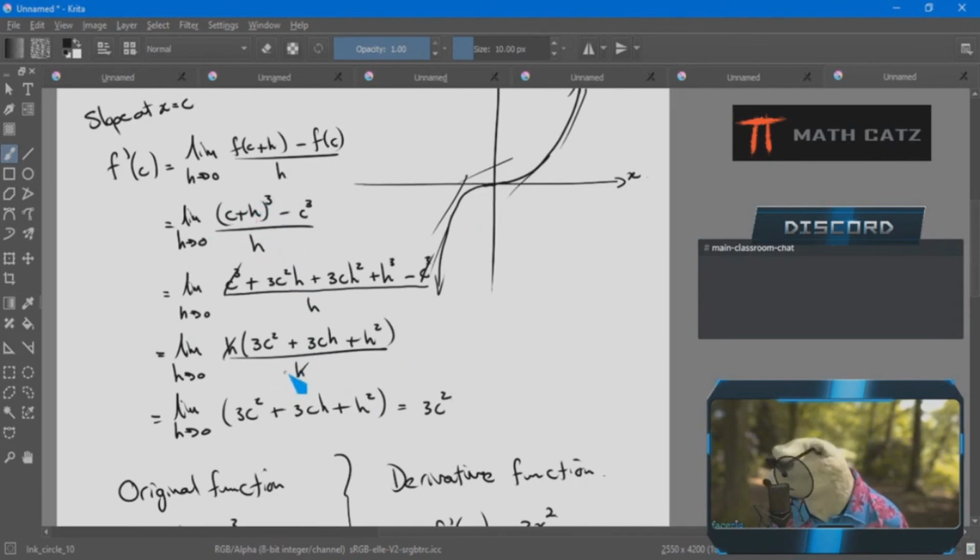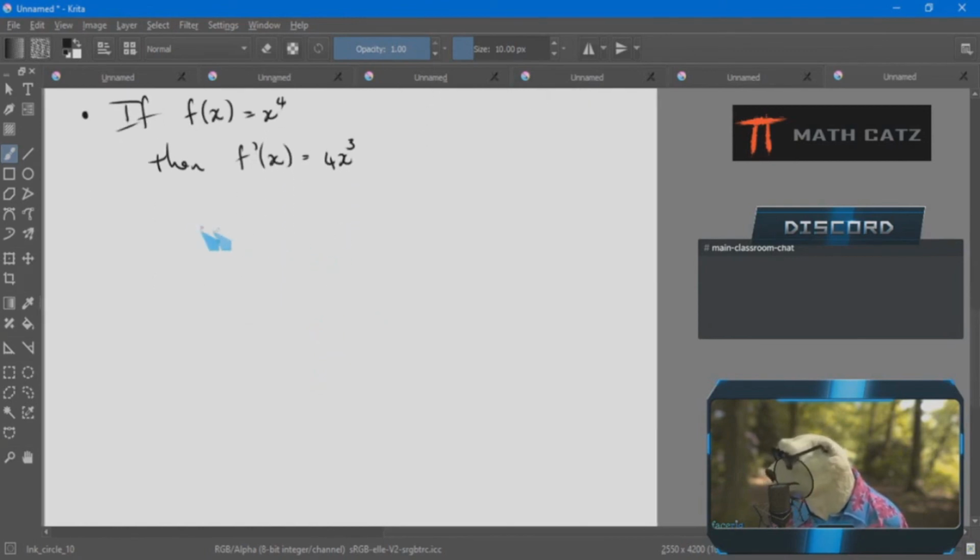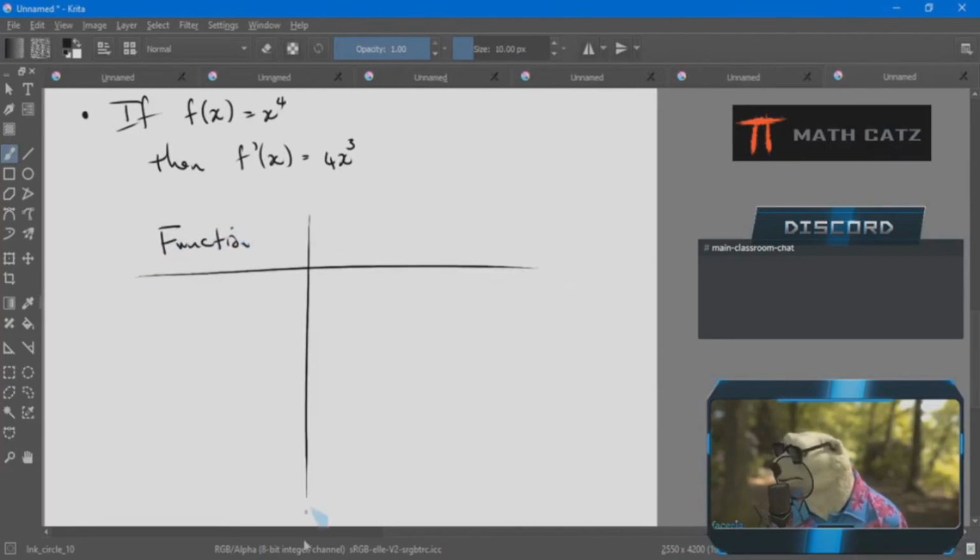I'm going to save you the trouble. If you go through the same motion, limit definition, you're going to get the derivative as 4x cubed if you've done everything correctly. So now let's have a look here. We have an original function. We have a couple of examples now, so we can make a list here. And we have the derivative.